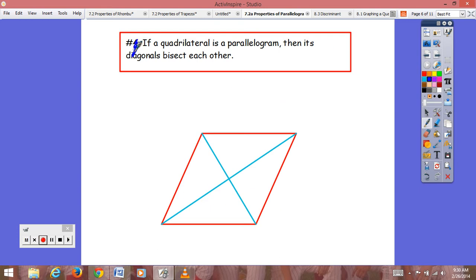And our fifth property: if a quadrilateral is a parallelogram, then its diagonals bisect each other. So again, if we have quadrilateral WXYZ, then the two diagonals here, YW and XZ, bisect each other. So that means if we call this point V at the middle, then YV is congruent to VW, and XV is congruent to VZ. That's the definition of bisecting, as we saw last unit.